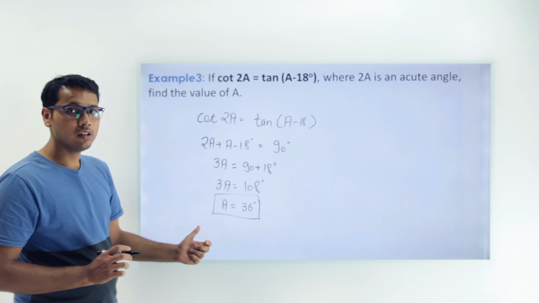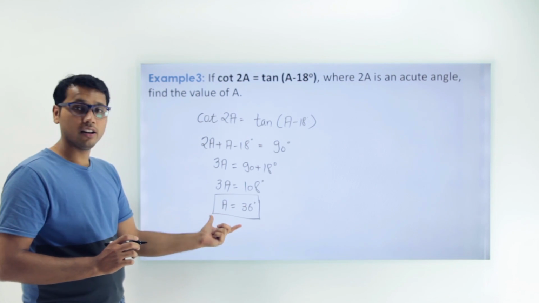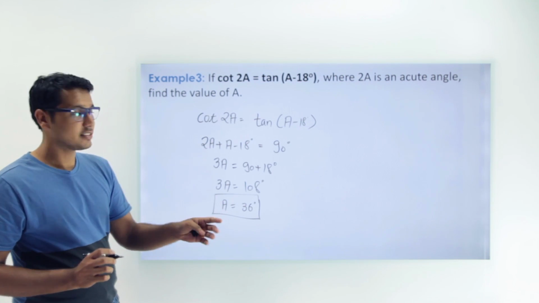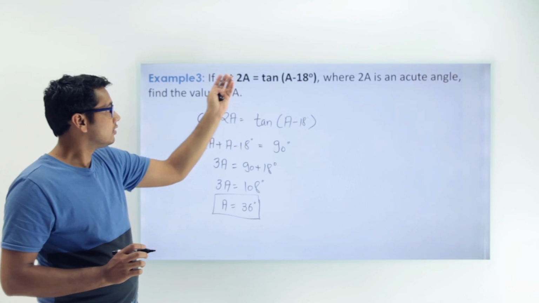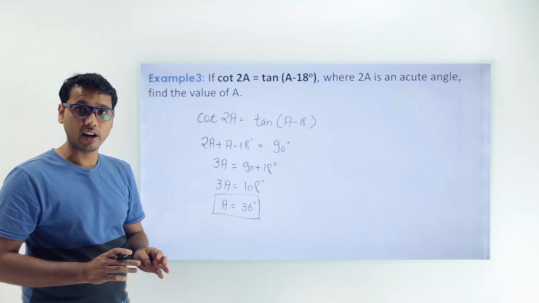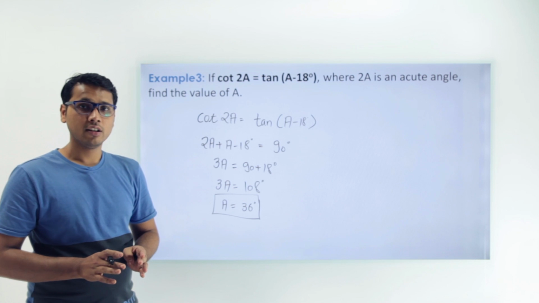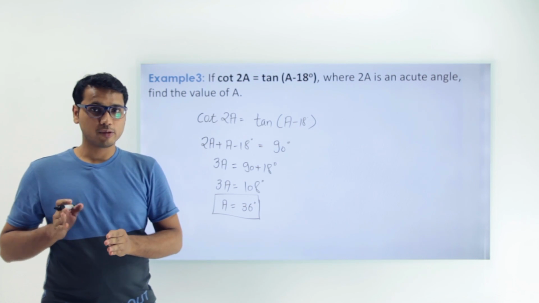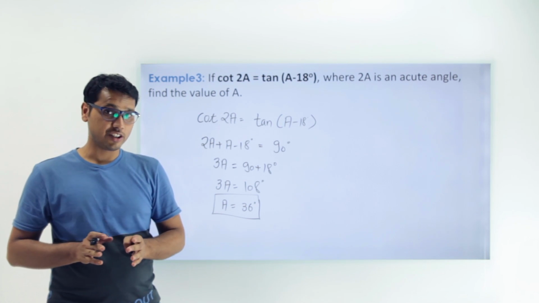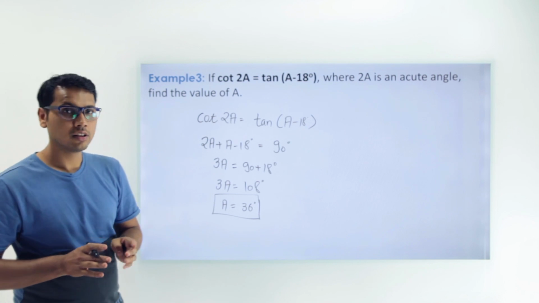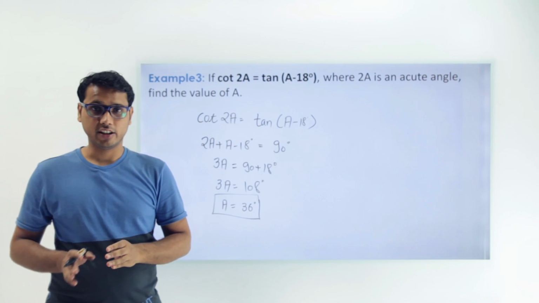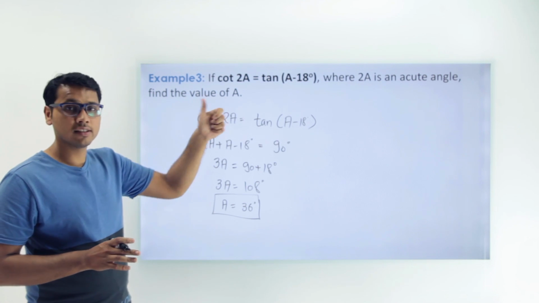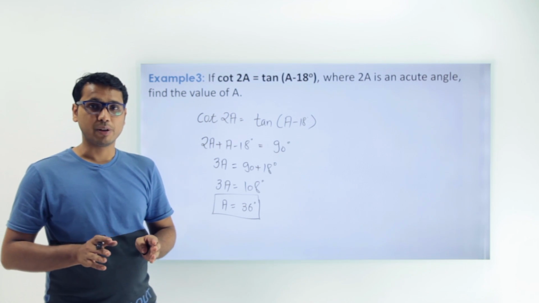So this is how we get the value of angle A. All we had done is that if we look at this relation, we find that these two trigonometric functions are complementary to each other, and if two trigonometric functions are complementary to each other, then their angle sum must be 90 degrees. That means their angles will also be complementary to each other.